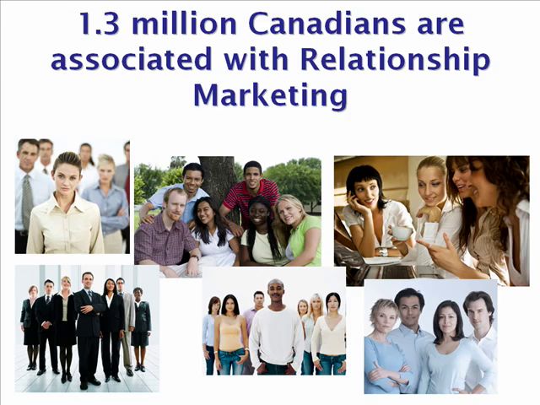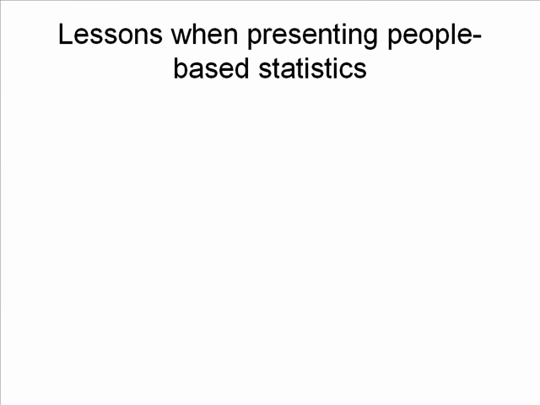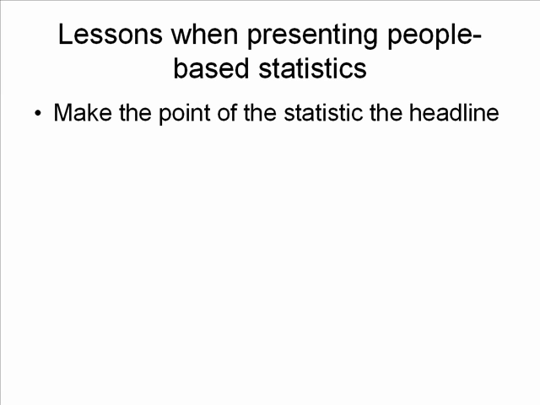So our lessons from today's makeover: it's a very simple makeover, but there are some very important lessons to learn. First of all, when you are presenting people-based statistics, so in this case 1.3 million people are involved in the industry, the point of the statistic should be the headline. So 1.3 million people was the actual point. What we were saying is it's big. It's a large industry. There's a lot of people involved in this. So that becomes the headline.